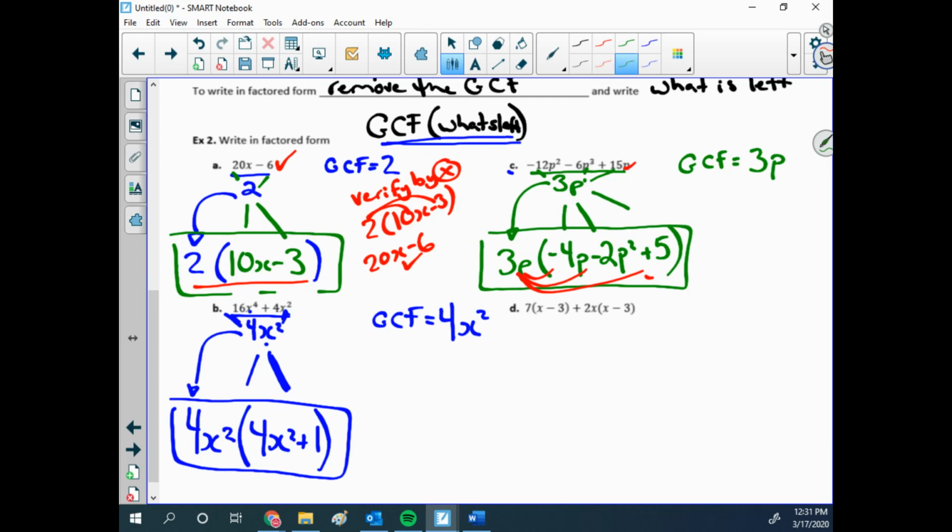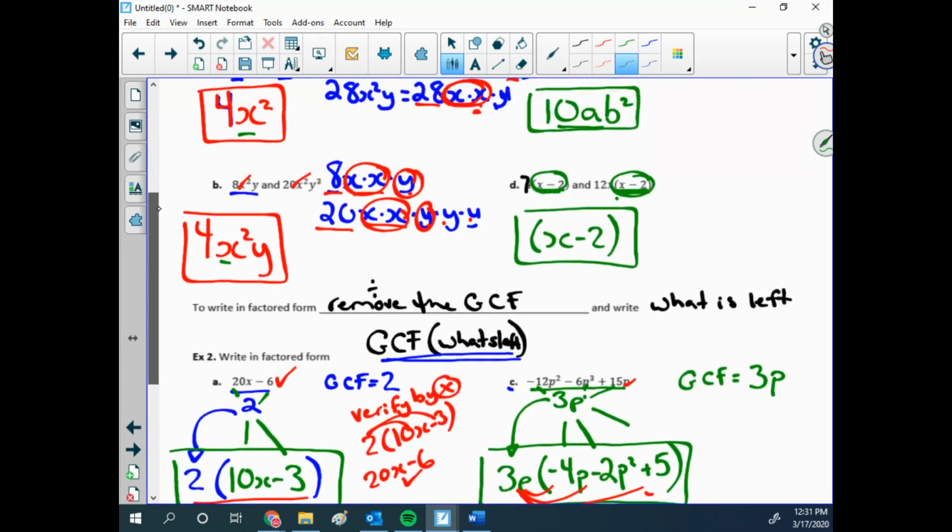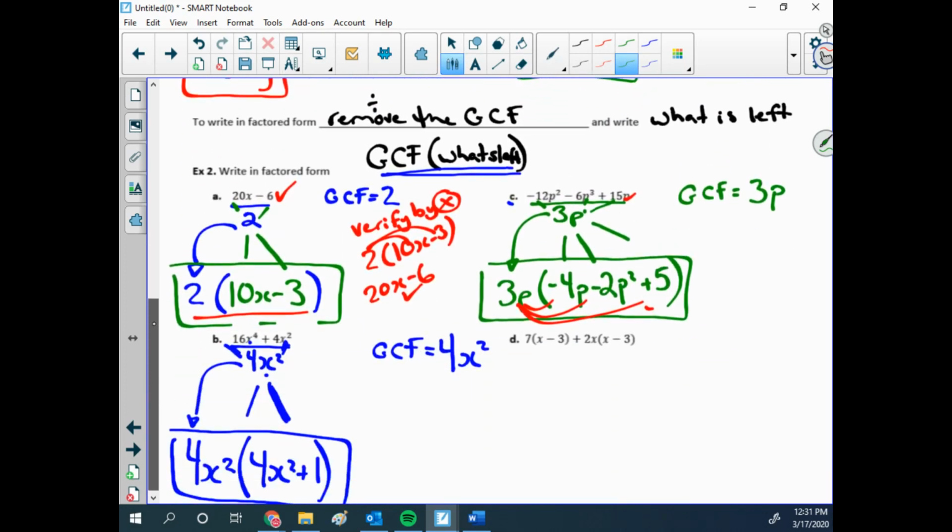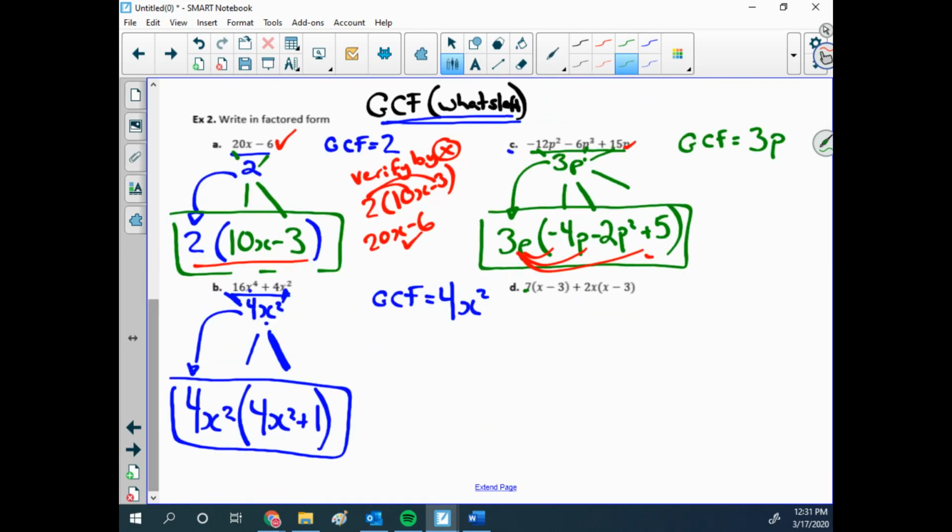So what I can do, I'm going to do the same thing here. 7 times x minus 3, and then 2x times x minus 3. And so this is sort of like one of those questions we had up here, where looking at the 7 and the 2x, there's not a greatest common factor between those. Well, the greatest common factor is 1, but we won't include that. Here, I actually have a GCF that is a binomial, so x minus 3.